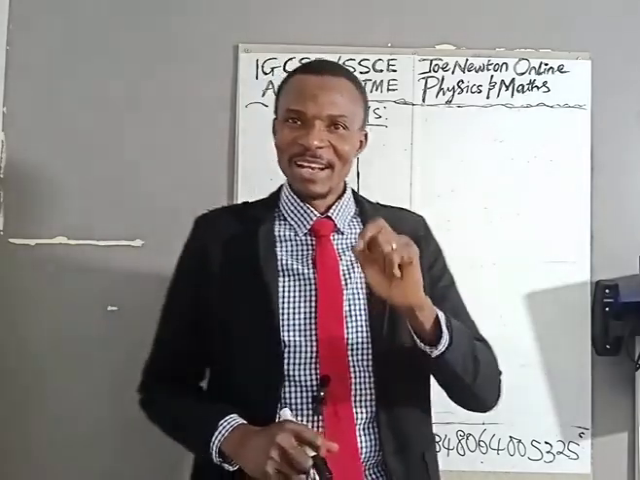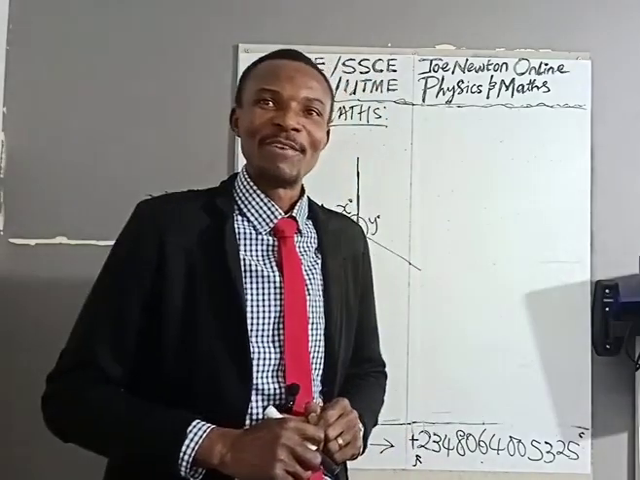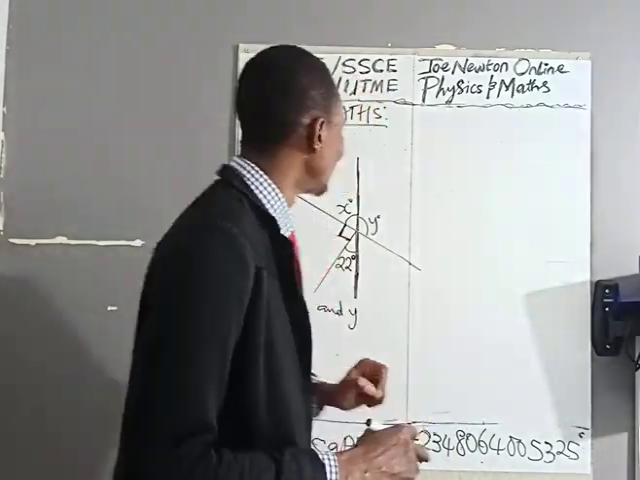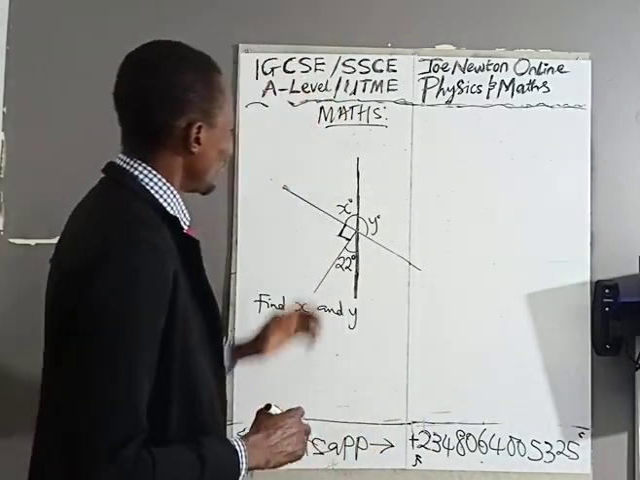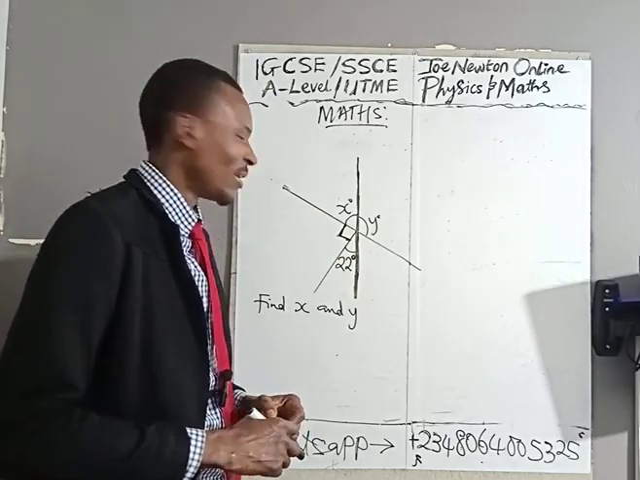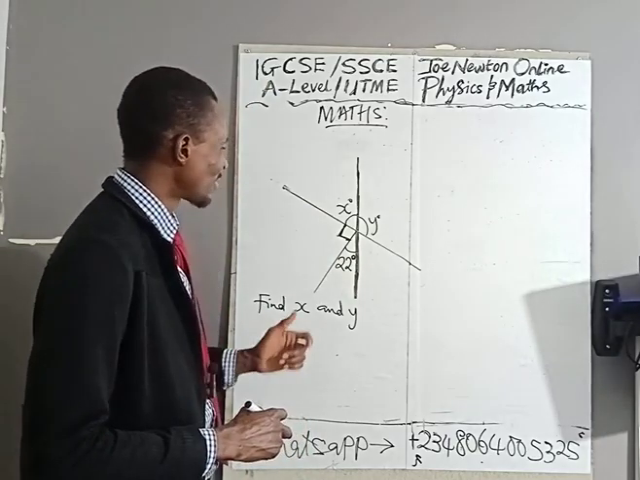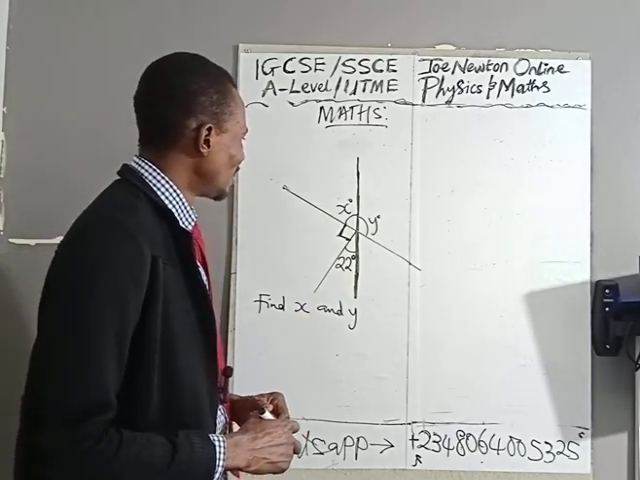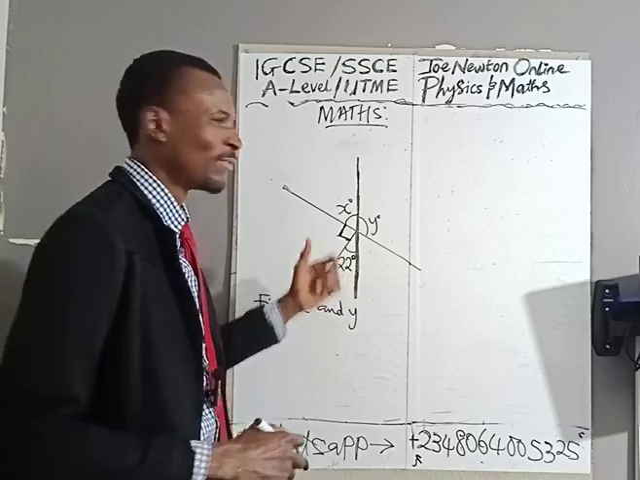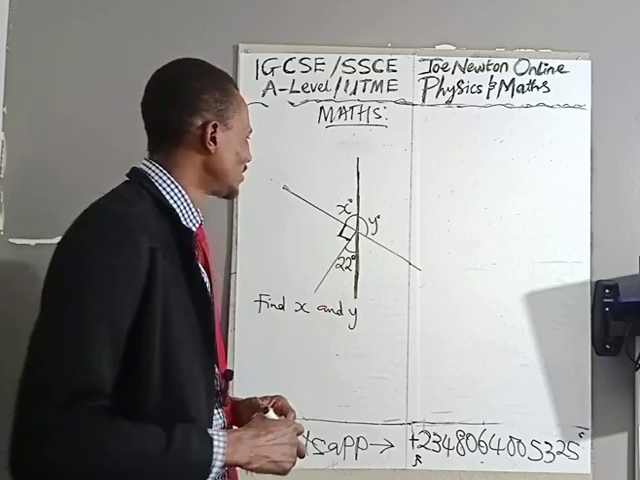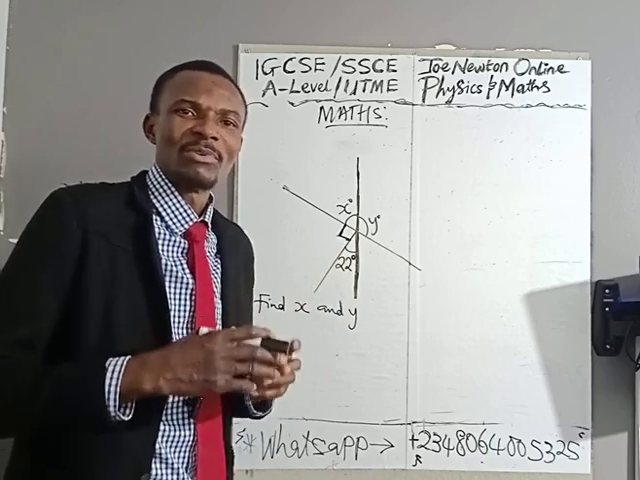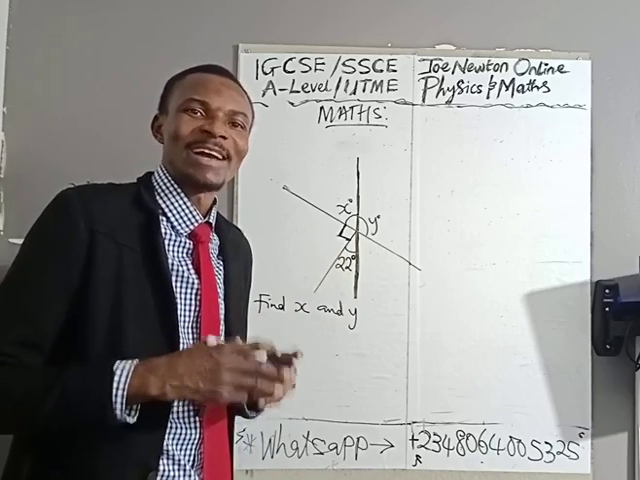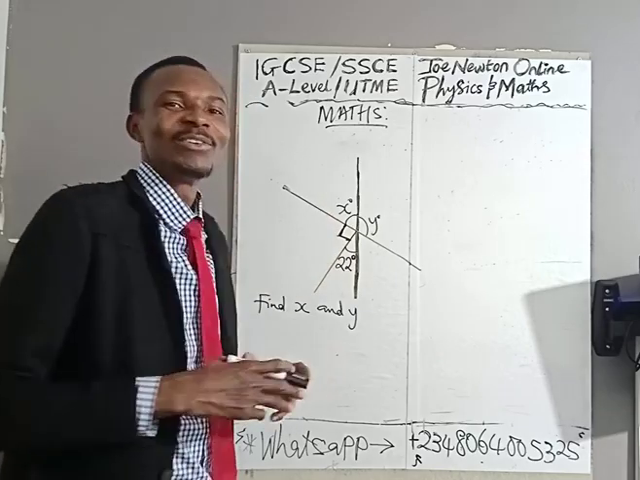Now, let's look at the task on the board. Of course, it has to do with angles. Yes, we are given this figure and we are asked to find the value of x and y. Apparently, looking at this figure, you could notice that we need some theories or principles that have to do with angles and lines to solve this problem.